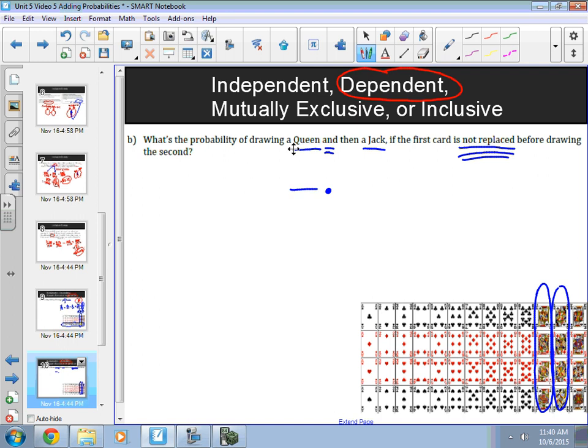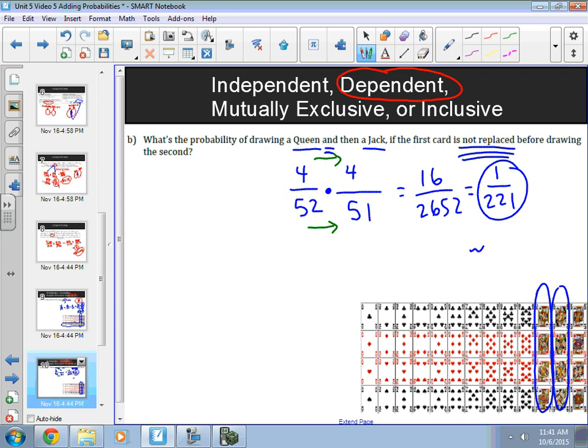So we've got to figure out, what's our chance of drawing a queen? Well, we can see there's 4 out of 52. Okay, what's our chance of drawing a jack next? Well, there are still going to be 4 jacks in the deck, but now we're down to 51 cards if we selected a queen first. So we want to multiply across. When you multiply, you get 16 out of a total of 2,652. If you simplify that, that's the same as 1 out of 221, or about 0.45%. It's a pretty small percentage. Not very likely that that happens.